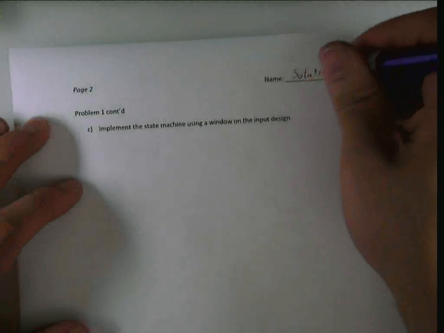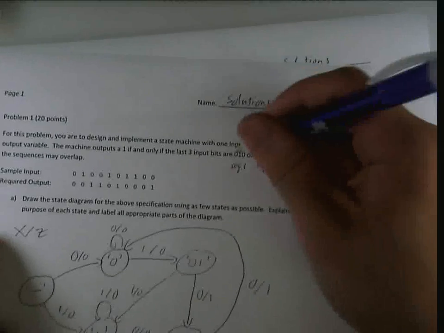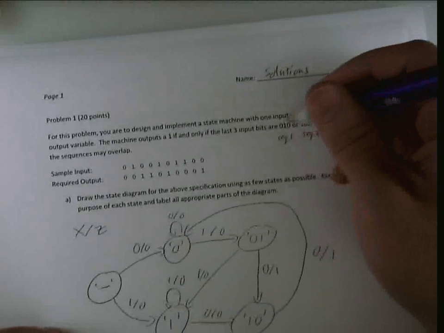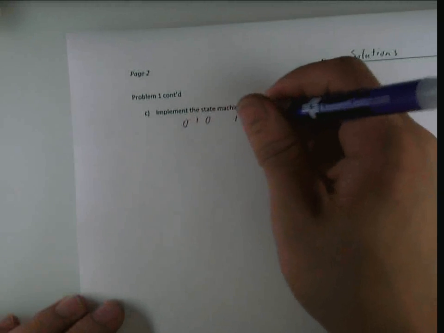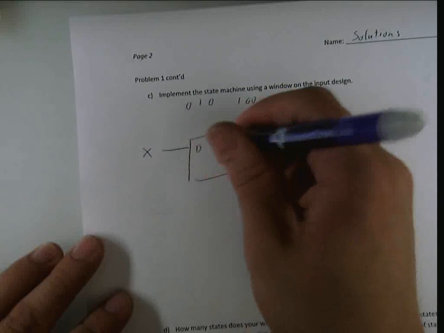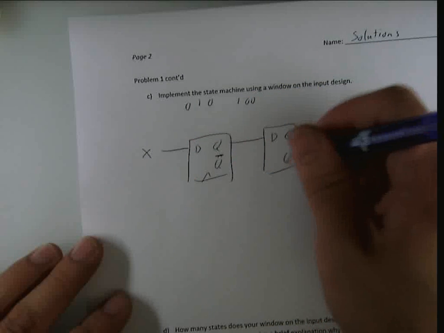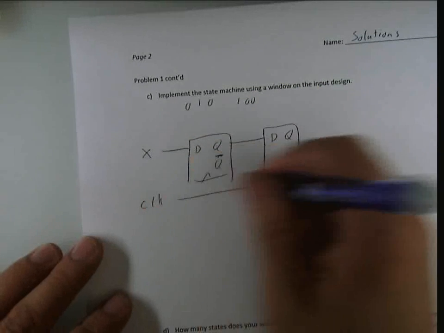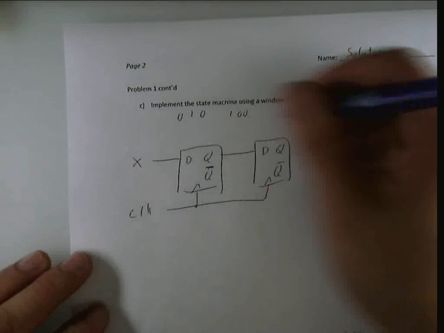Moving on to part C, I need to implement the state machine using a window on the input design. And so since I'm detecting two 3-bit sequences, I'm going to need 2 flip-flops. And this third input will be my 0, so let me just rewrite my sequences, 0, 1, 0, and 1, 0, 0. So I'm going to have X going into a D flip-flop, Q, Q bar, clock going into D, Q, Q bar, clock, and then I need to make sure I do this in the correct order. So 1, 0, 0 starts.